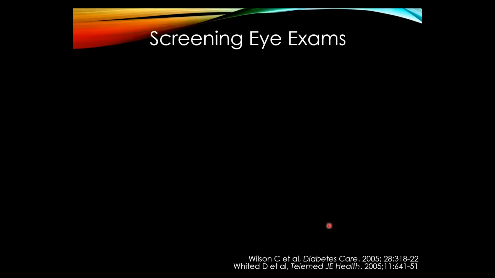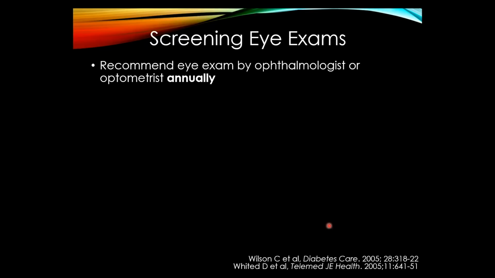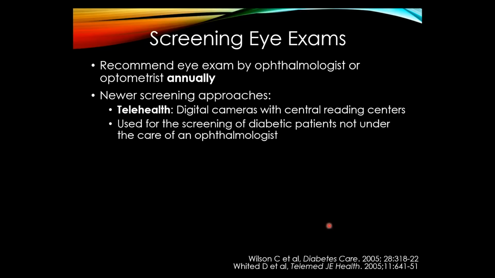So when do patients need to be seen if they have diabetes? When to go see the eye doctor? Well, we recommend that people with diabetes should see an ophthalmologist or an optometrist every year. There's been development of telehealth, which has expanded our ability to take care of patients and deliver annual eye examinations no matter where patients live. So digital cameras with central reading centers have enabled us to deliver exams to patients even in remote locations.